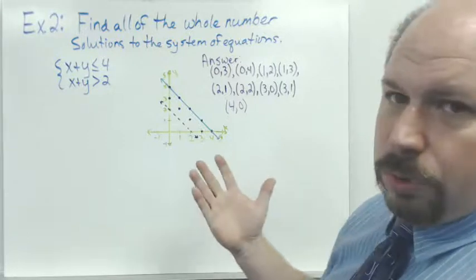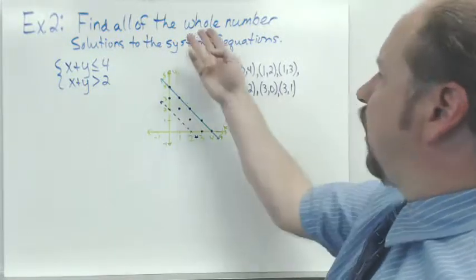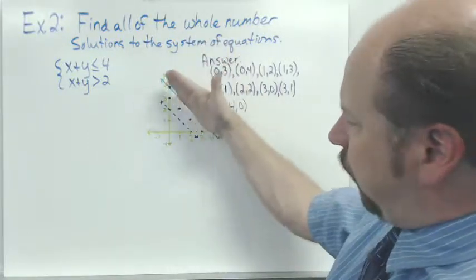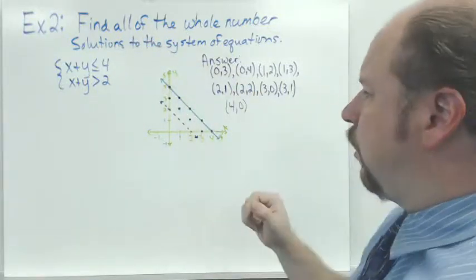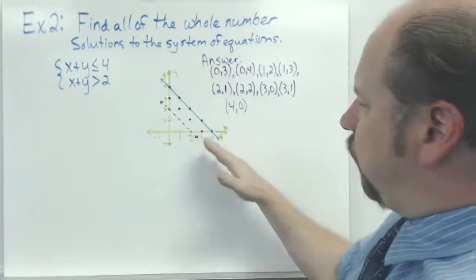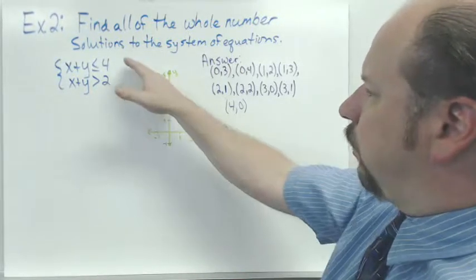Okay, so again, if it were not whole numbers, we could shade in this whole region in between the two graphs, and it would continue on into the negatives for y here and negatives for x here.